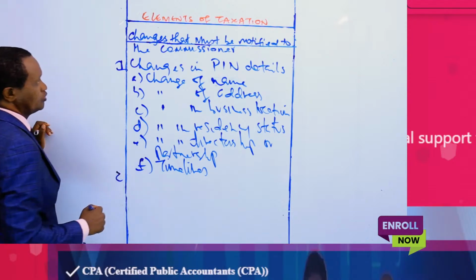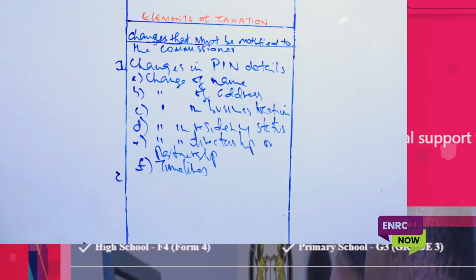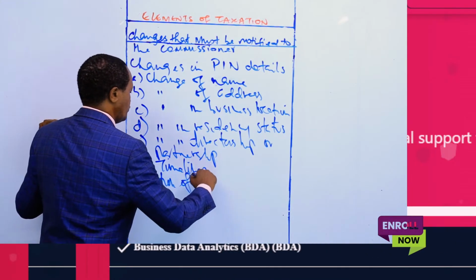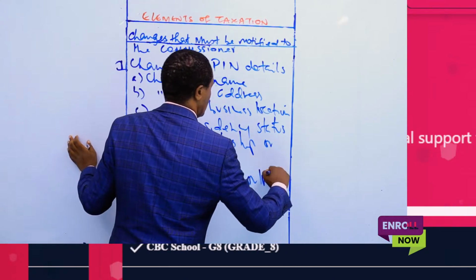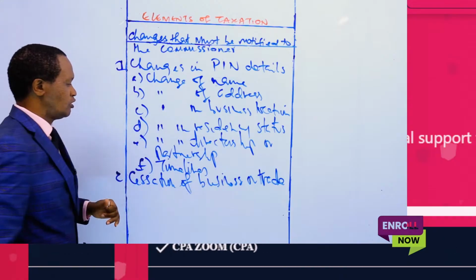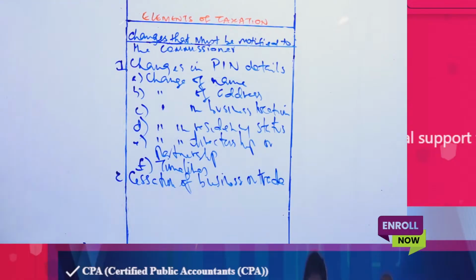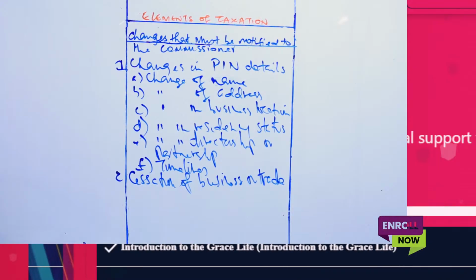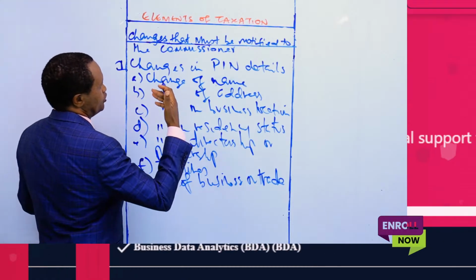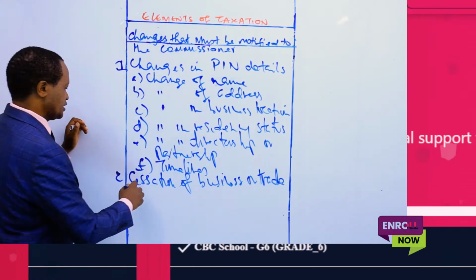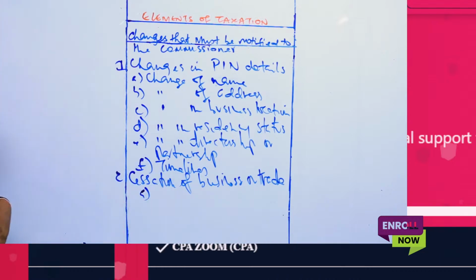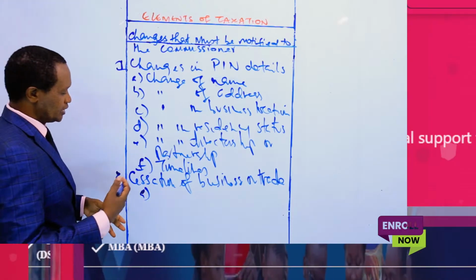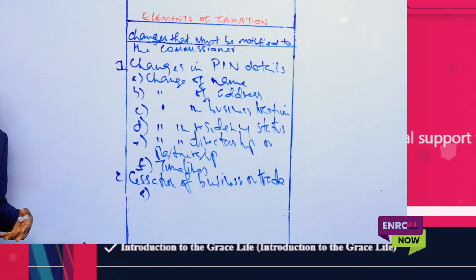Then number 2 is cessation of business or trade. If a business ceases its operations or sells its business or goes into liquidation, that has to be notified to the Commissioner. That is the change of business or trade. And with that change, there are also implications for VAT.